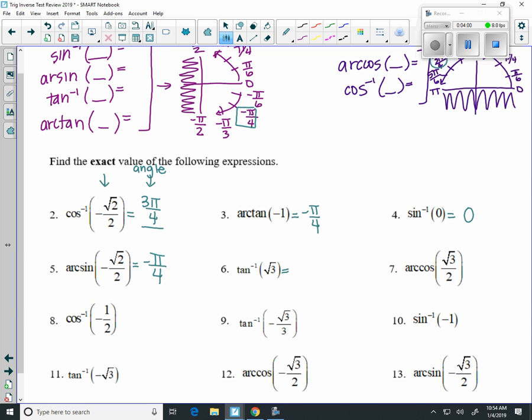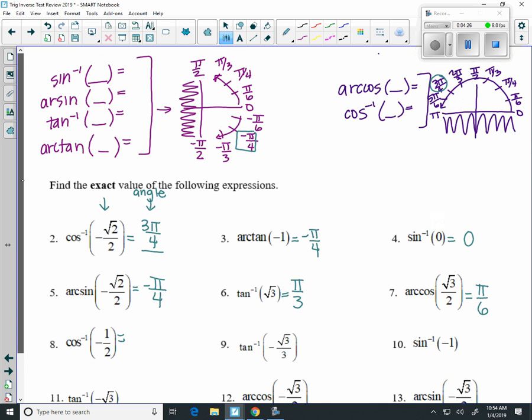Where is tangent radical 3? Tangent is radical 3 at pi over 3. Where is cosine radical 3 over 2? Cosine is radical 3 over 2 at pi over 6. And we're only listing pi over 6 because of that restriction. Where is cosine negative 1/2? Cosine is negative 1/2 at 2 pi over 3.